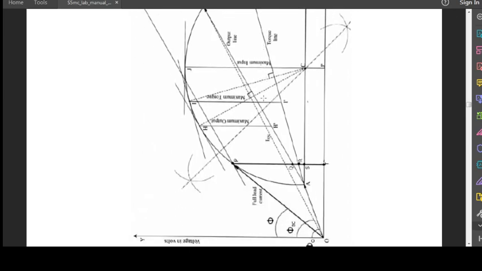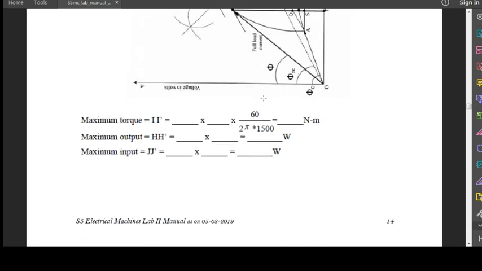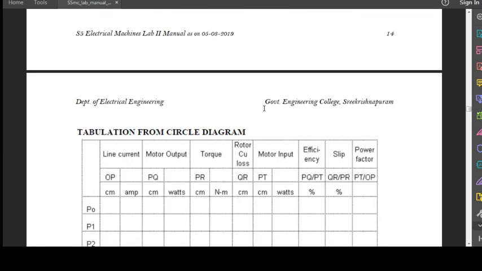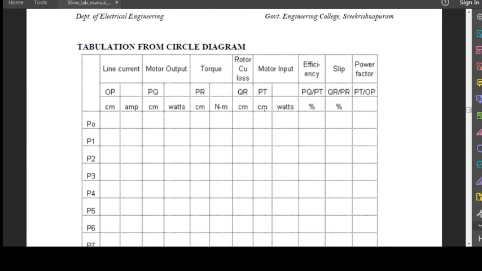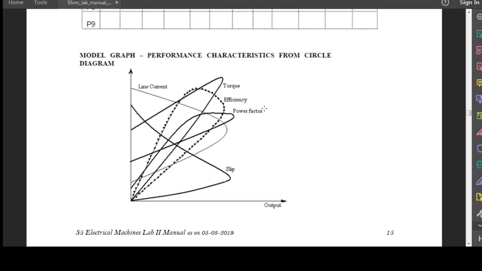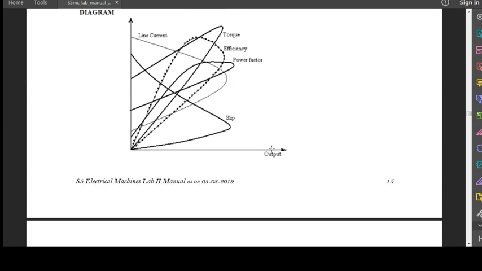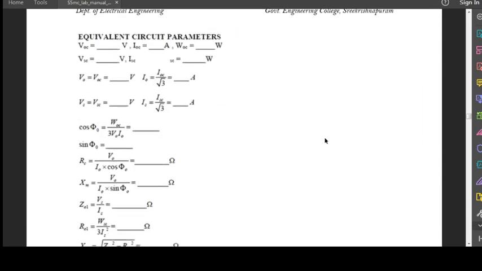For how to draw the circle diagram, you refer to your book. So we get the maximum torque, maximum output, maximum input. We are getting all the values from the tabulation, what we have found for the tabulation. These are the tabulation for the circle diagram. These are the model graphs you have to draw from the parameter values obtained. Then this is the equivalent circuit parameter.